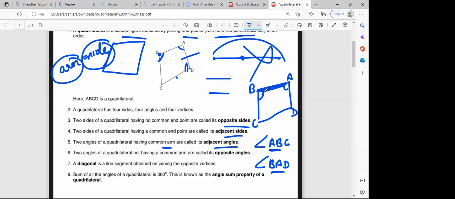So if something is common, they become adjacent angles, right? Clear? Similarly, let's take one more quadrilateral.